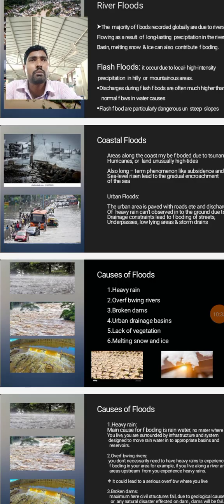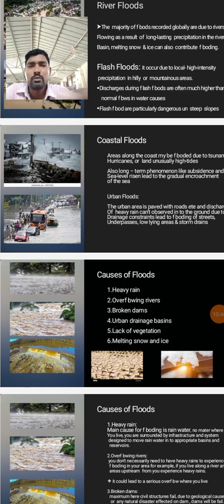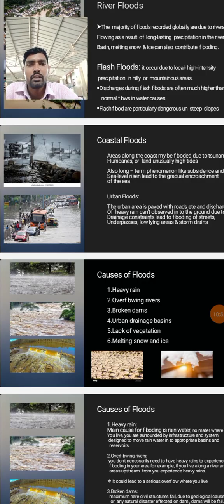Now the population is high, so the drainage canals and drainage system must be updated. That's why drainage problems are also one of the causes of urban floods. See the images: with a small rainfall, there is traffic jam and that road is affected. Also, coastal flood means sea surrounding areas are affected by ocean tides.